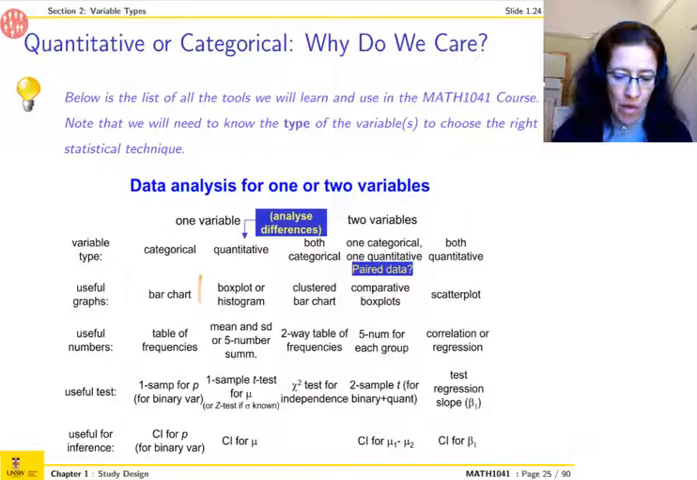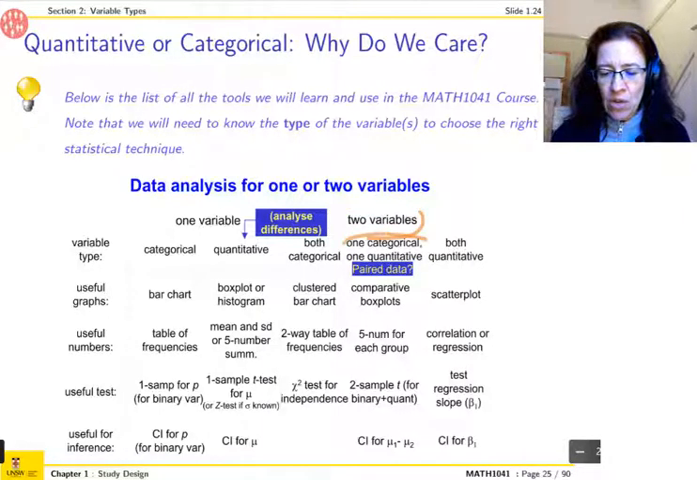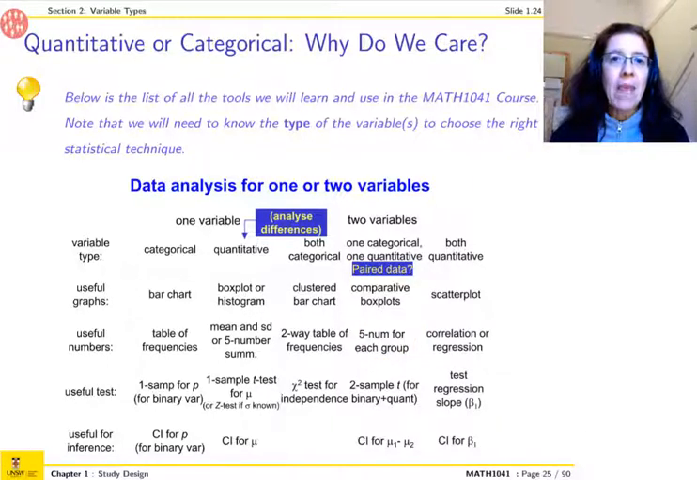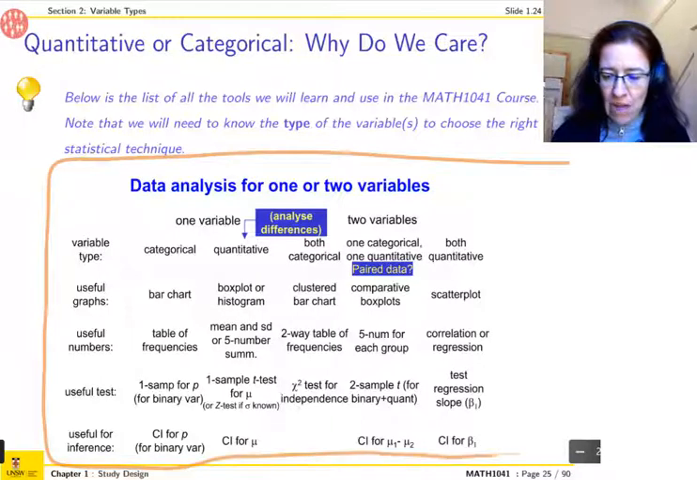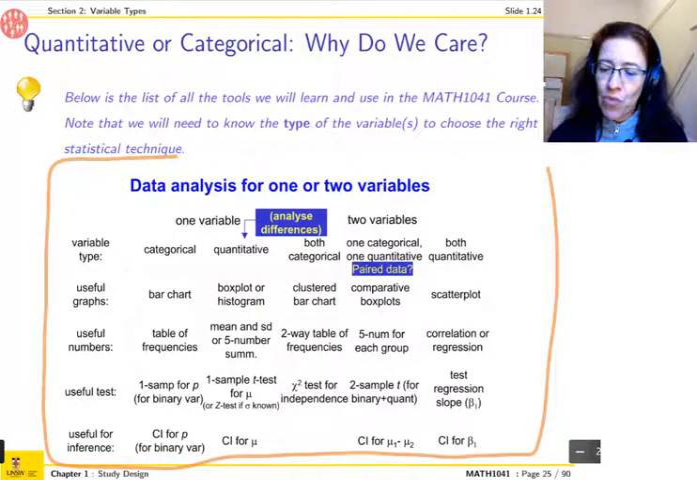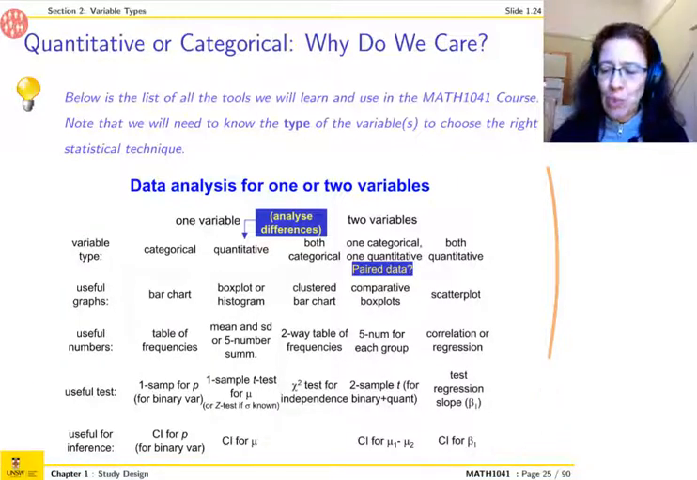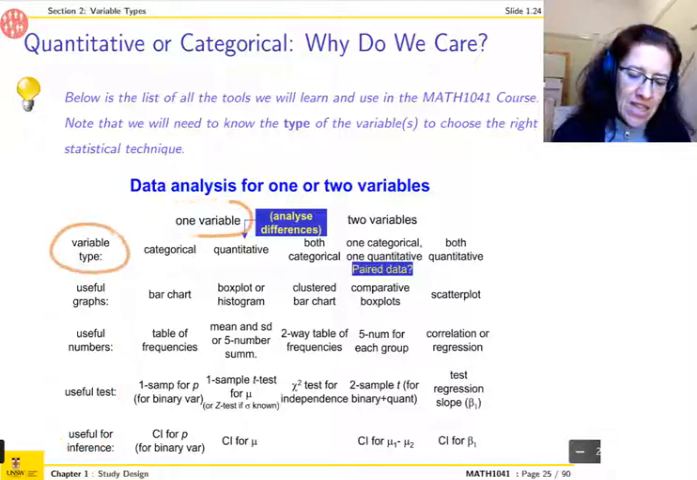If you want to summarize what happens for, let's say, two variables when one is categorical and the other one is quantitative, and you want to summarize this with numbers, this tells you that you should be using a 5-number summary for each group, and so on. So it's crucial that you are able to recognize the type of random variable. Personally, I really like this little table, which gives an overview of everything we do in MATH1041. It really tells you what tool you should be using in your toolbox. It depends on what you want to do, on the number of variables, and on their type.